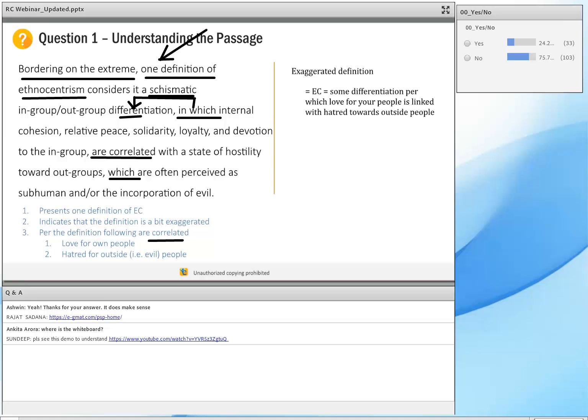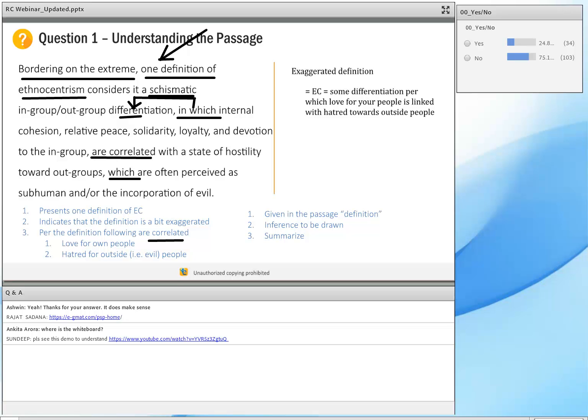Right? So essentially, when I look at this, I say, hey, in the passage, there's one definition that's given over there, and you infer that that's an exaggerated definition, and then you summarize the passage.